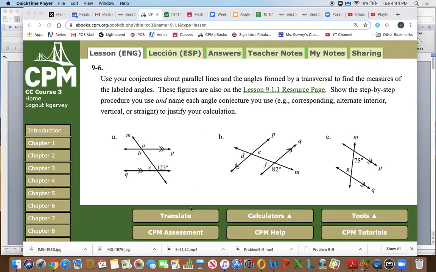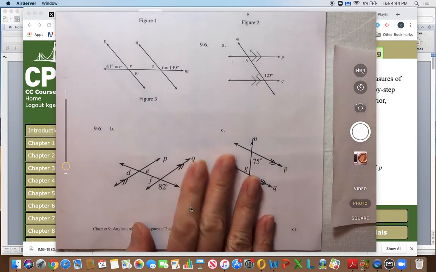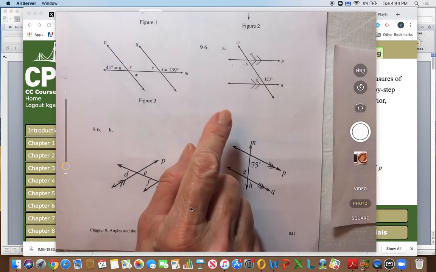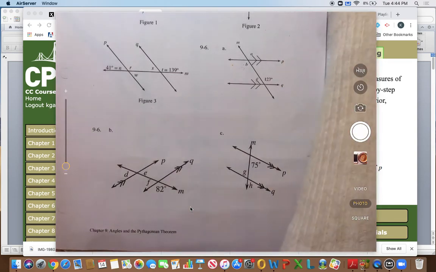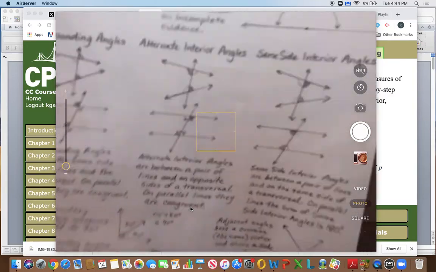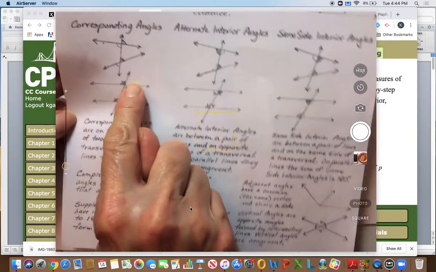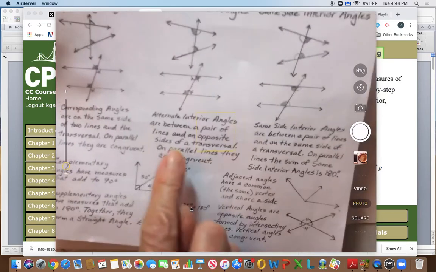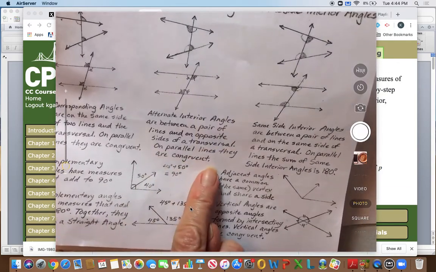You'll be doing this on your resource page, or you'll be recreating these diagrams on your own paper. But it's a good idea while you're doing that to be referring to what the different strategies are that you can use. So for instance, corresponding angles we know are congruent. Alternate interior angles we also know are congruent.